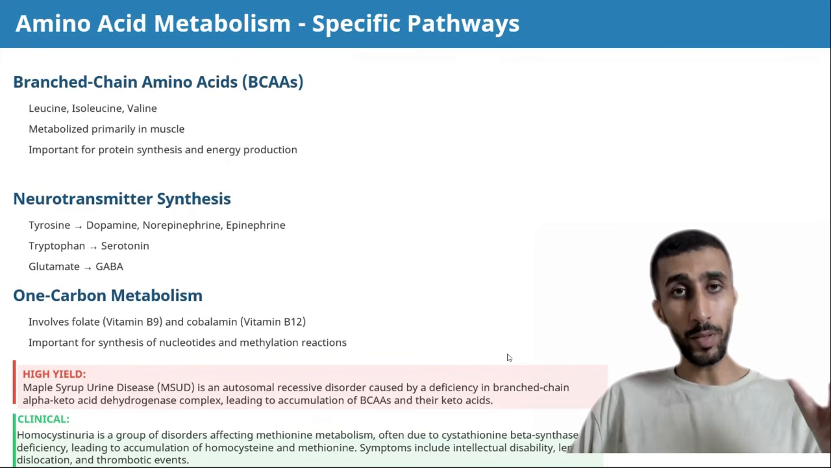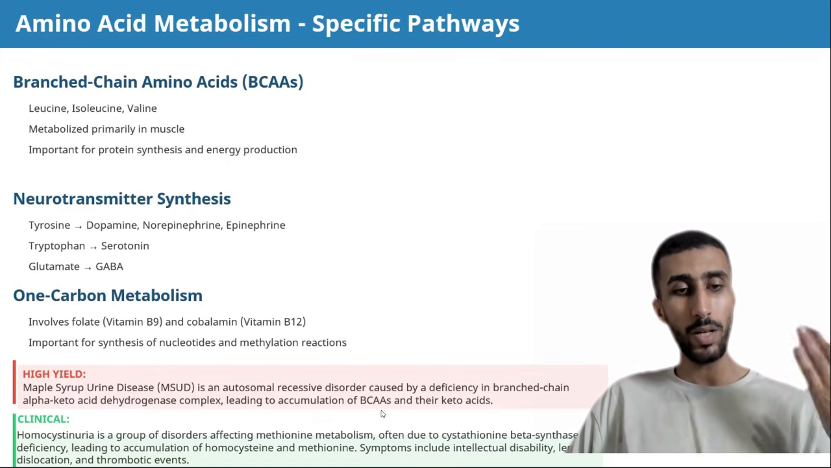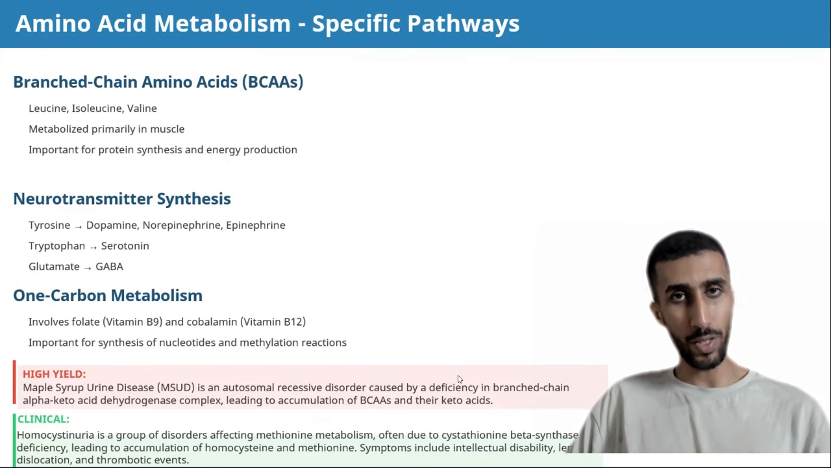The buildup of homocysteine is very thrombogenic. So these people get thrombotic events. They get lens dislocation. These people have intellectual disability. So remember, intellectual disability, lens dislocation, and thrombotic events. Methionine will be deficient and become essential, and homocysteine builds up.